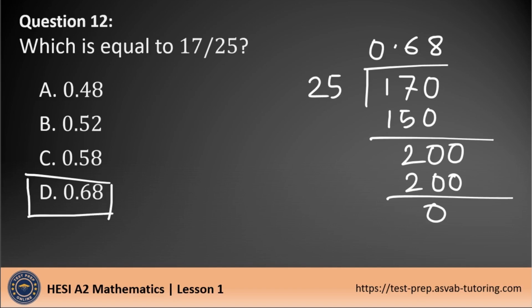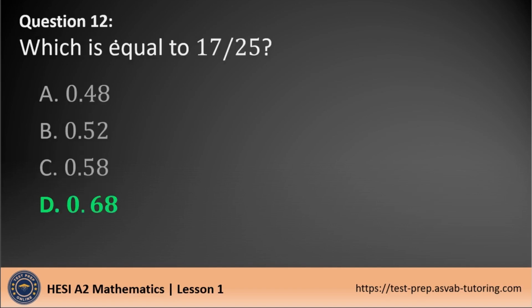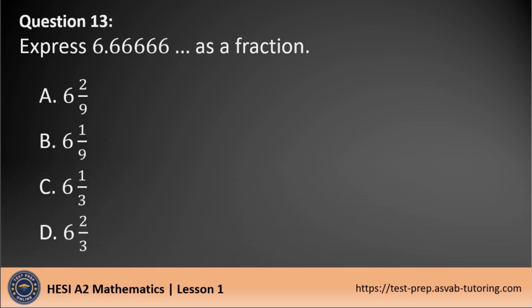So let's check the answer for question number 12. Here the answer is D, 0.68. Now let's go to question number 13. Here, express 6.66 as a fraction. So we need to convert it to a mixed fraction. So first write down the number, 6.66.